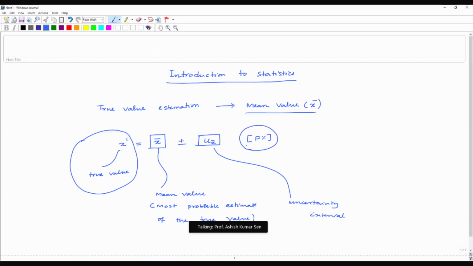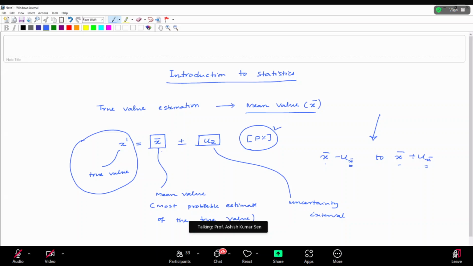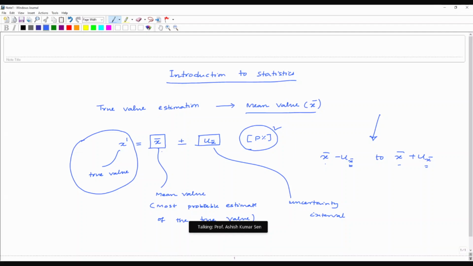this is true. That means we have an interval here, right? X mean minus ux bar to x mean plus ux bar, right? The mean value minus the uncertainty to mean value plus the uncertainty. The probability that the true value will lie in this interval is p%. Okay. So we will be more clear about this when we talk about the normal distribution in a while from now.